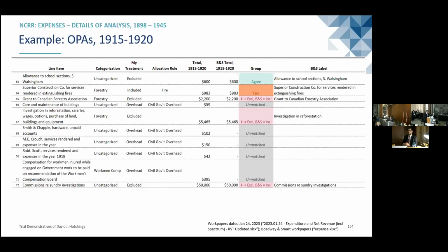In general, if I see something small and very general like this, I take line 70. I don't know what services Mr. Scott rendered for those $42, but I'll assume they probably did something towards the department, so I'll allocate it in an amount of overhead. And just to be clear, the Mr. Scott for services rendered in the year 1918, that's actually right in the public accounts for that year? Yes, that degree of granularity is in the public accounts.